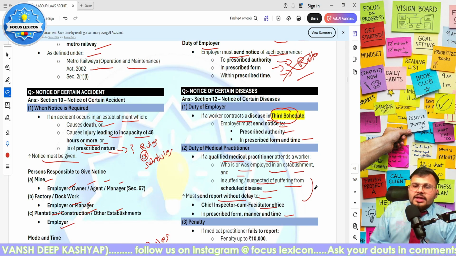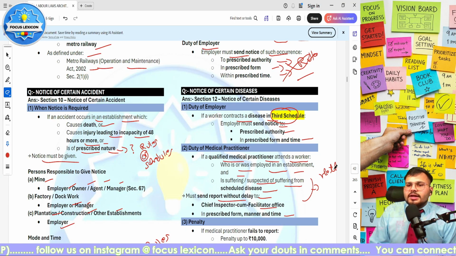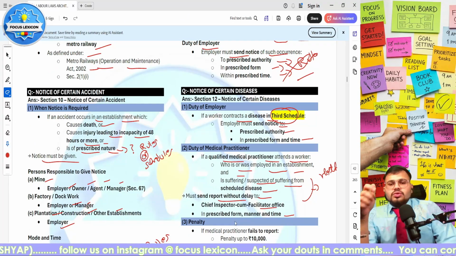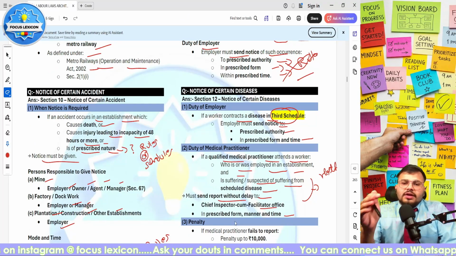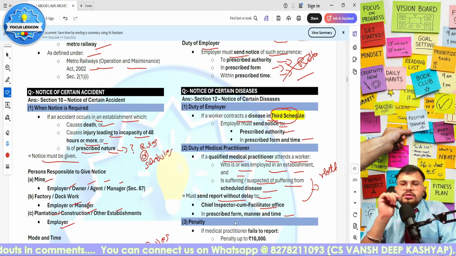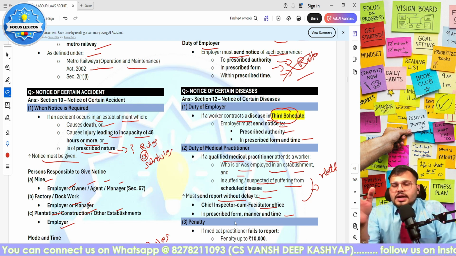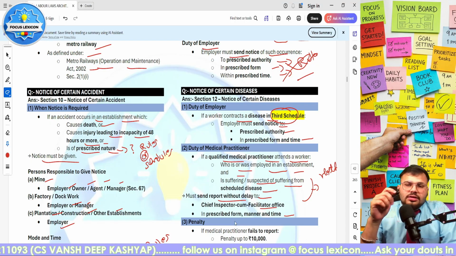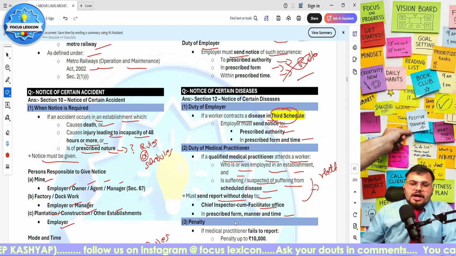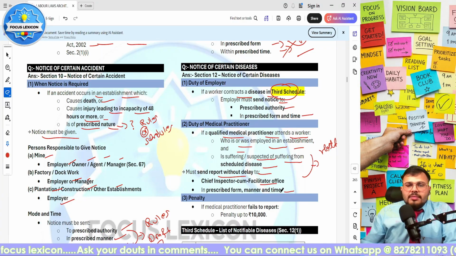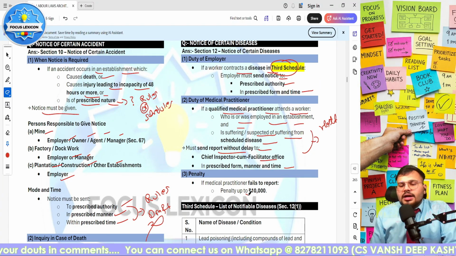Why are they checking workers' health and diseases? Because diseases spread very easily, like coronavirus spread like a pandemic. Diseases spread from human to human. So it is very important that the workers you have employed are regularly checked and diagnosed. If someone is carrying a disease that is easily transferable and contagious, that worker should be given the right treatment, and a report must be sent to the chief inspector in the prescribed form and manner. If the medical practitioner fails to report, the penalty is up to 10,000 rupees.